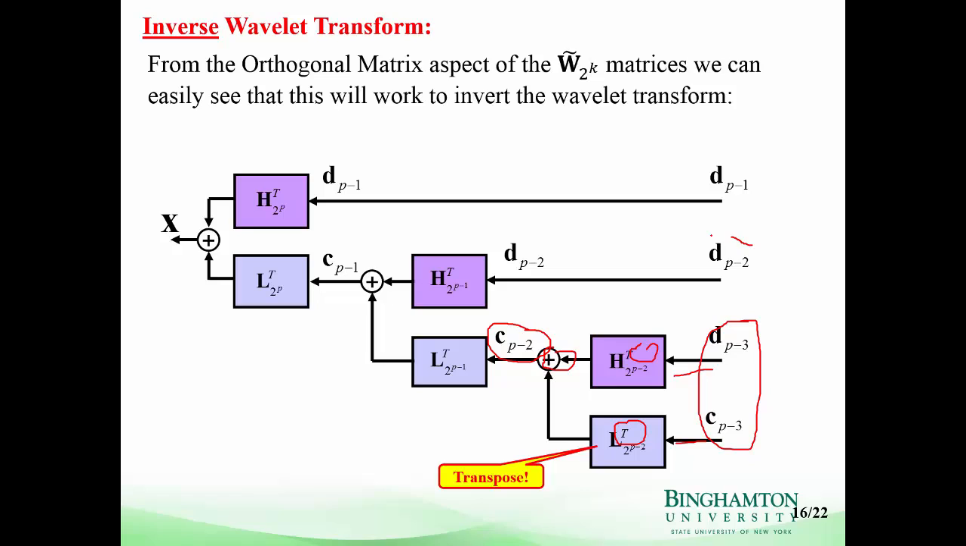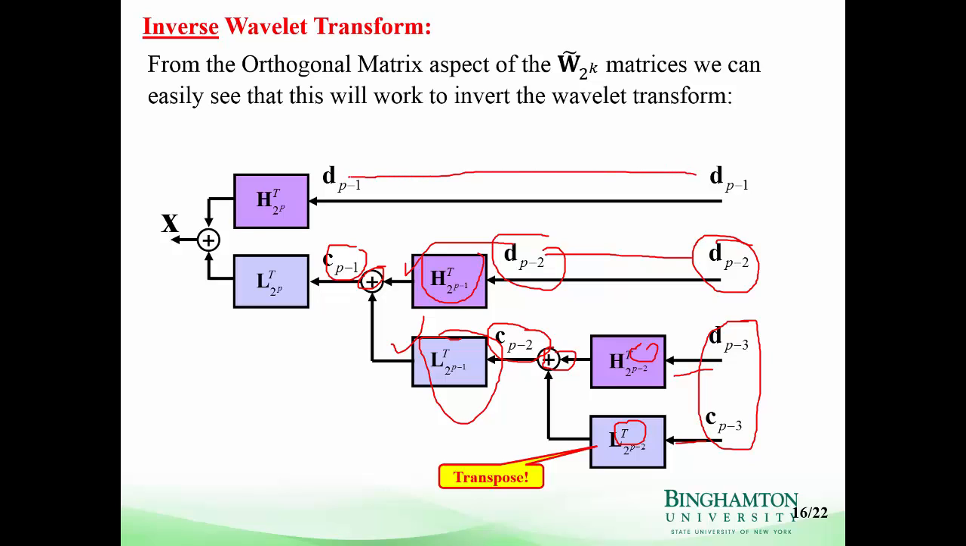Now that works with the next D up that just comes straight over. They each go into their respective transposed matrices. We get results out of them. We add them together and we get a C, which will now combine with the dp minus 1, which has been brought all the way over. They each interact with their individual matrices. We get a result out of each, add them together, and the result will be the X. We've perfectly reversed this. We've perfectly inverted it.